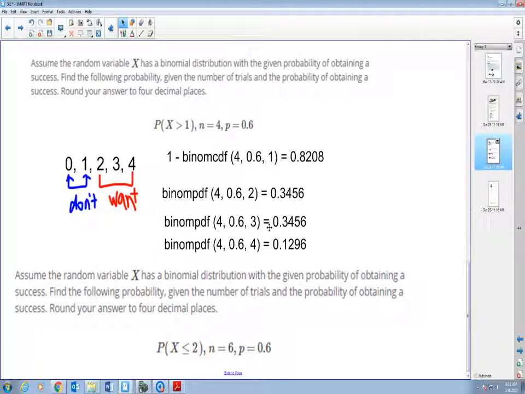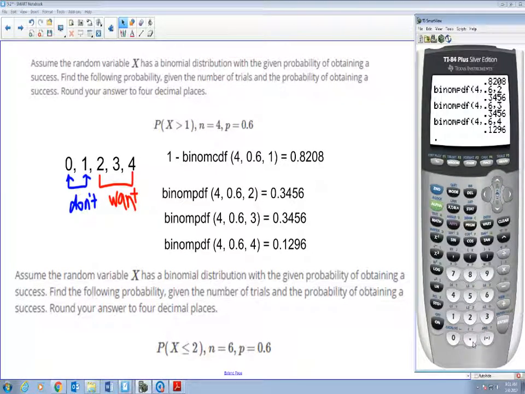Alright, so I found individual ones, so if I add them up, 0.3456 plus 0.3456 plus 0.1296. That will give me exactly the same thing as 1 minus Binomial Cdf, 0.8208. Alright, so there are 2 ways to do it. Sometimes this is a little bit more work.